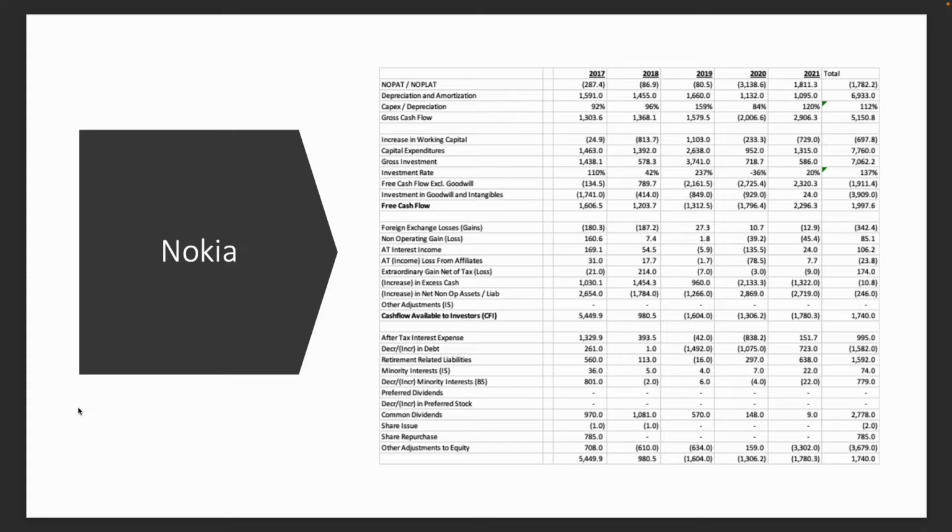But starting out, how do they generate 1,997.6 of free cash flow in the total? Well, they generated 5.15 billion of gross cash flow. That's probably euros. I should stop saying dollars. Over the 5 years. Okay. Now, if we look at the trends, 2017, that gross cash flow is 1.3 billion. By 2021, it had grown to 2.9 billion.